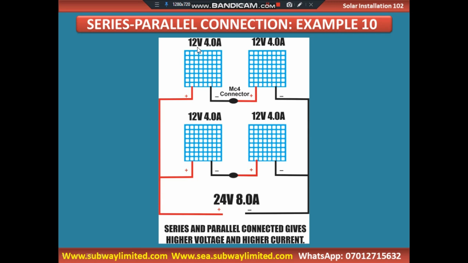Each of the solar panel here is 12 volts, 12 volts, then 4.0 amp, 4.0 amp. It will give you 24 volts. 24 volt, that is 12 volt, 12 volts here is 24. Then 4 amp here, 4 amp here. The first amp will be 4 amp from this series, and from the second series will also give you 4 amp. And when you connect them in parallel, it will give you 8 amp. That is how we do it.